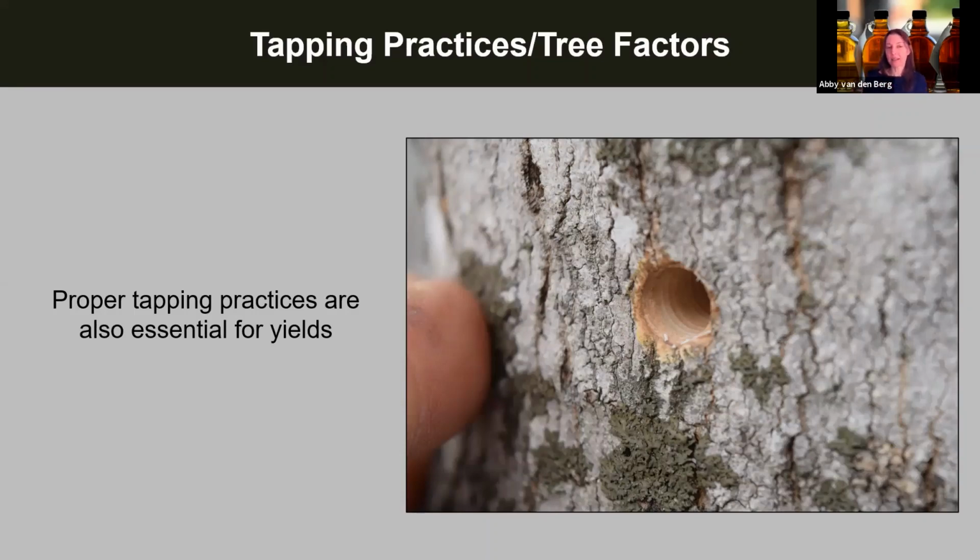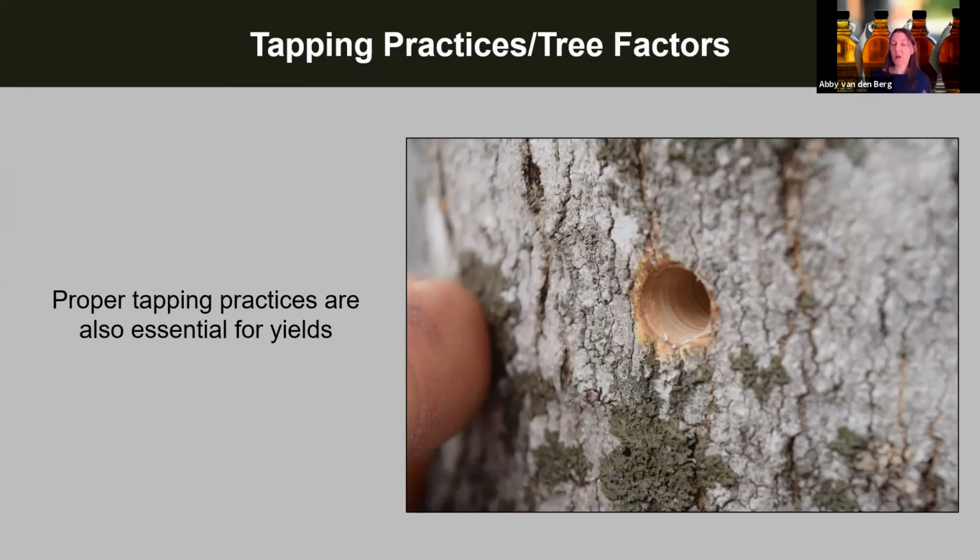Essentially, making good tapholes is the most important thing that we do each year. It defines almost as much as Mother Nature does in terms of how much and how good the yields we're going to get from that tree. So proper tapping practices are essential.